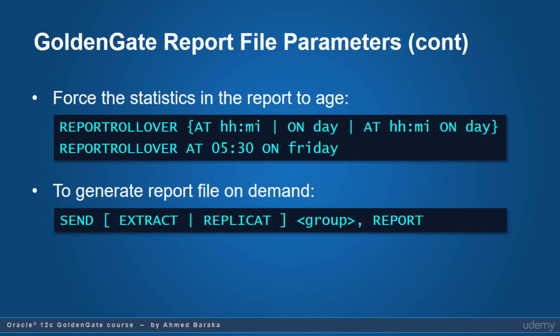If you want to manually generate a process report based on your request, use the SEND command with the REPORT option. When this command is executed, the process updates the report with the most recent statistics.